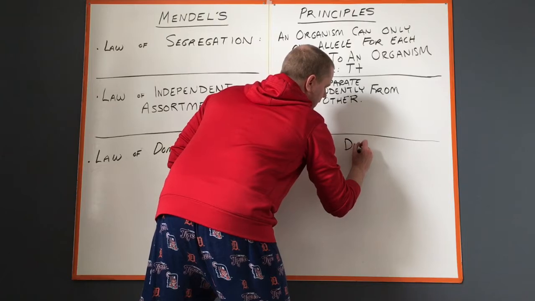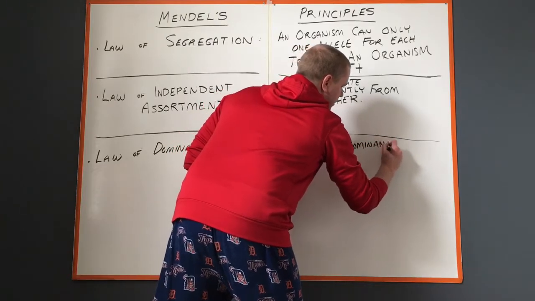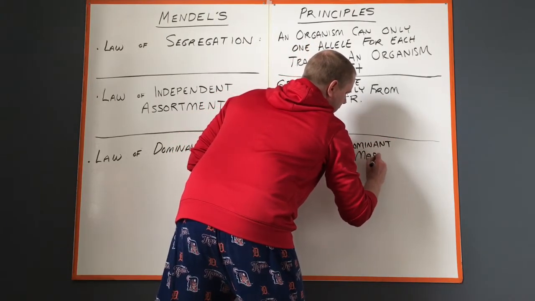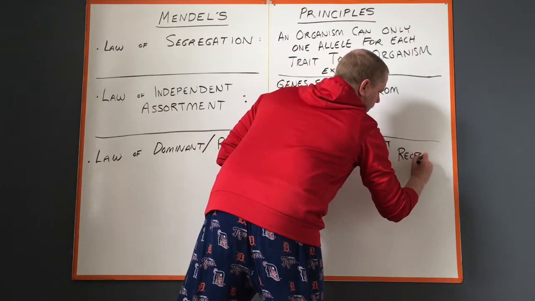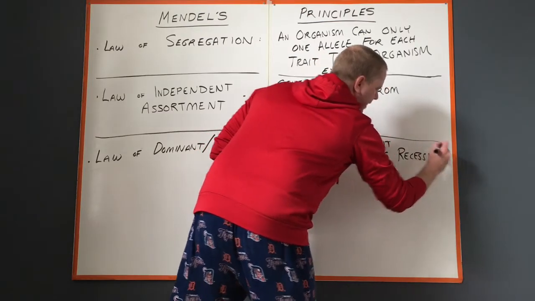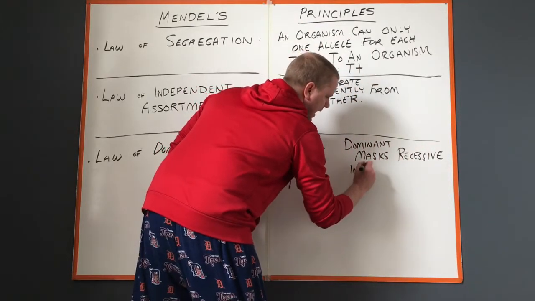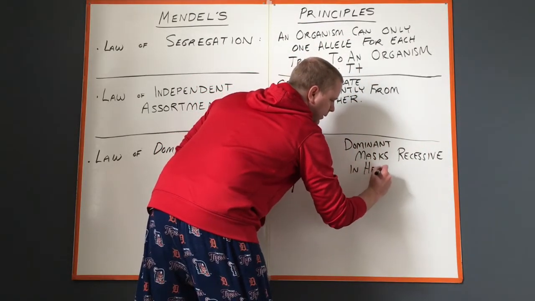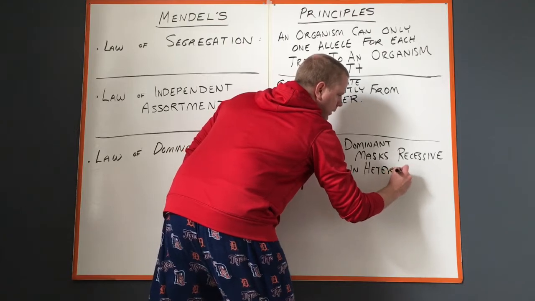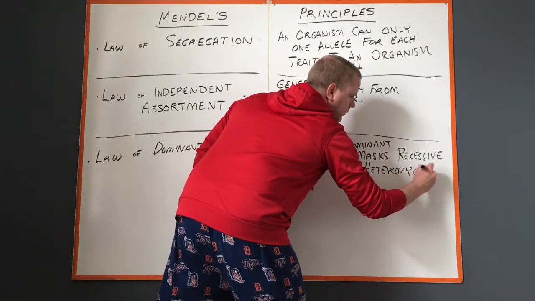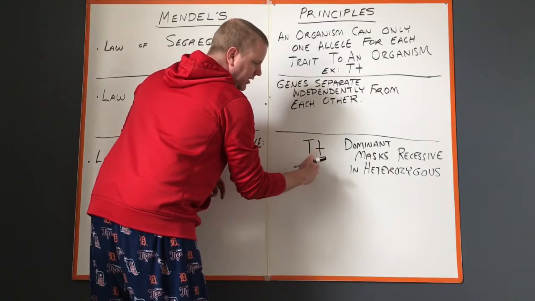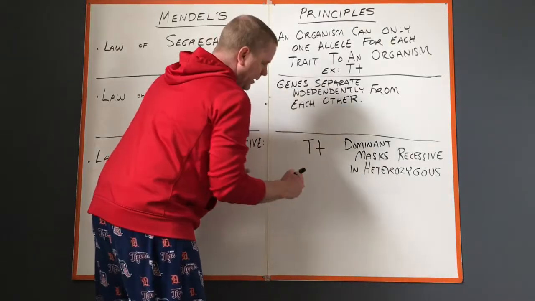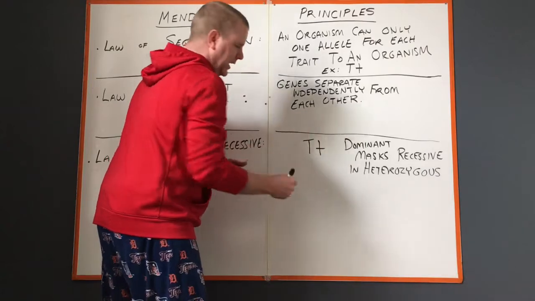So dominant masks recessive in a heterozygous relationship. So in heterozygous. And again, what does that mean? It means that if you have a big T and a little t, the little t won't express, all right? Because there is a dominant T present.